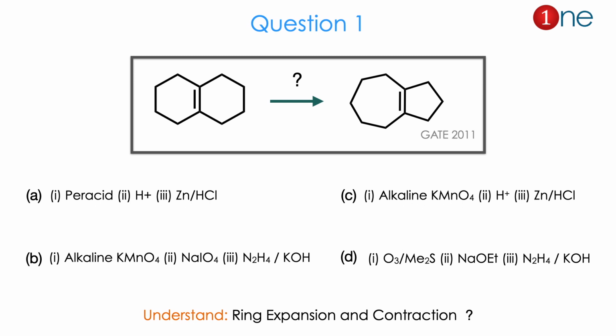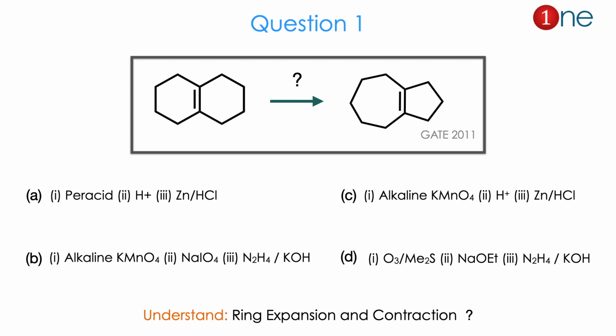Let us see question number 1. Question number 1 is about reagents. The starting material is a fused ring system with 10 carbons. An alkene is connecting both rings. The product is a 7-member and 5-member ring. One ring is contracted, another ring is expanded, with an alkene in the middle. So you have ring expansion and contraction at the same place.